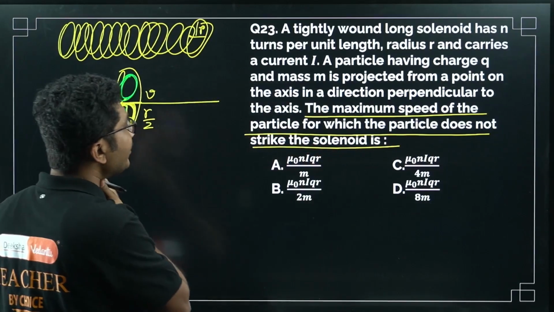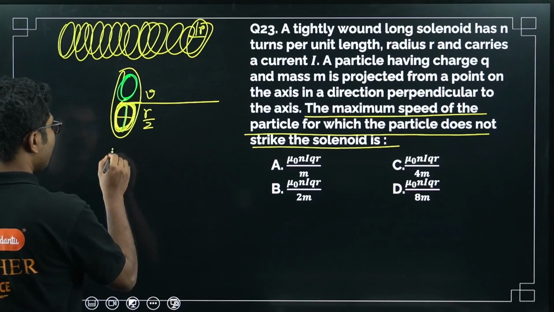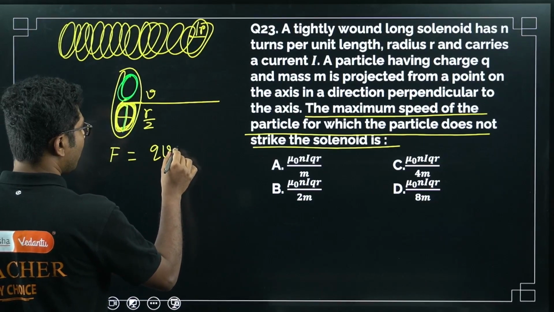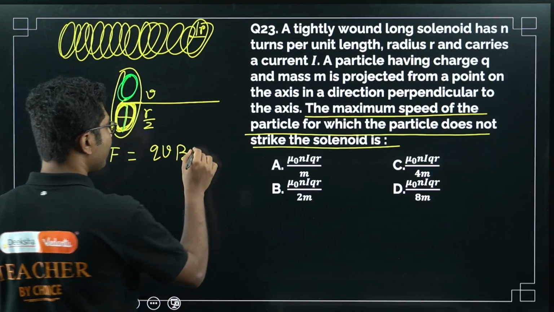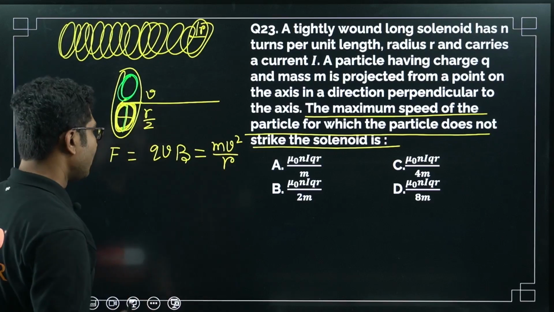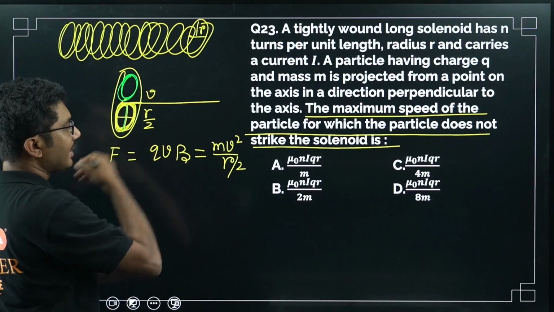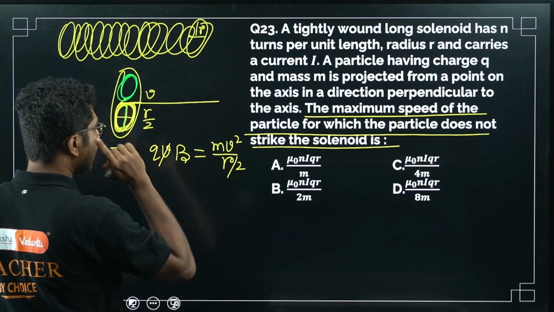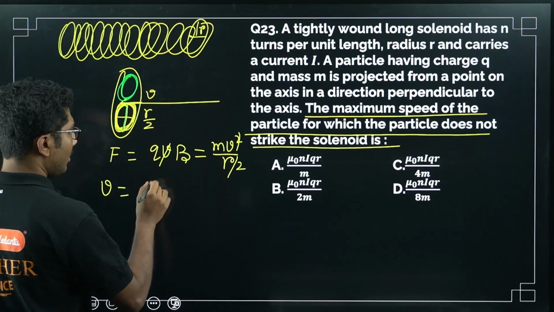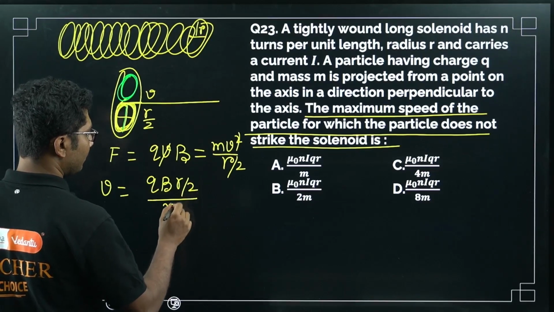So first what we will do, we will try to find out the force acting on this charge. Force acting on this charge is nothing but qvB. And that force should be equal to the centripetal force, that is mv square by r, where the radius here will be r by 2, because it is rotating in a circle of radius r by 2. From here we simply try to find the velocity v. One of the v cancels, so v equals qB times r by 2 divided by m.